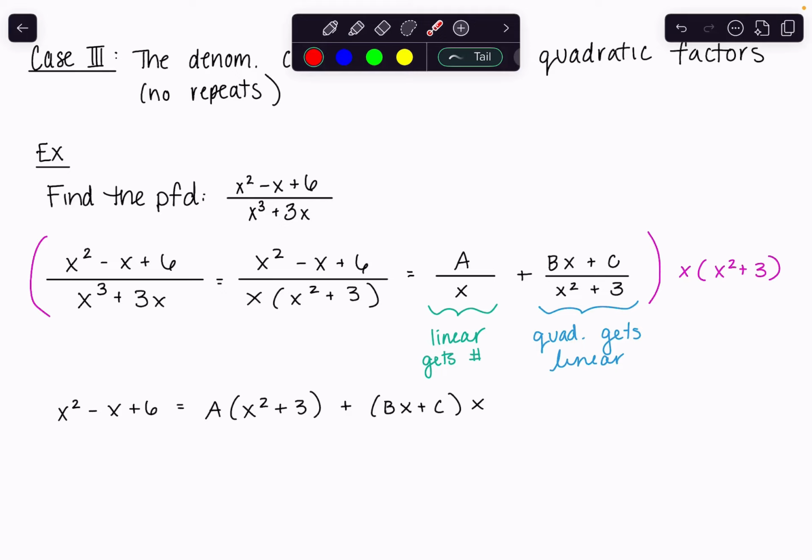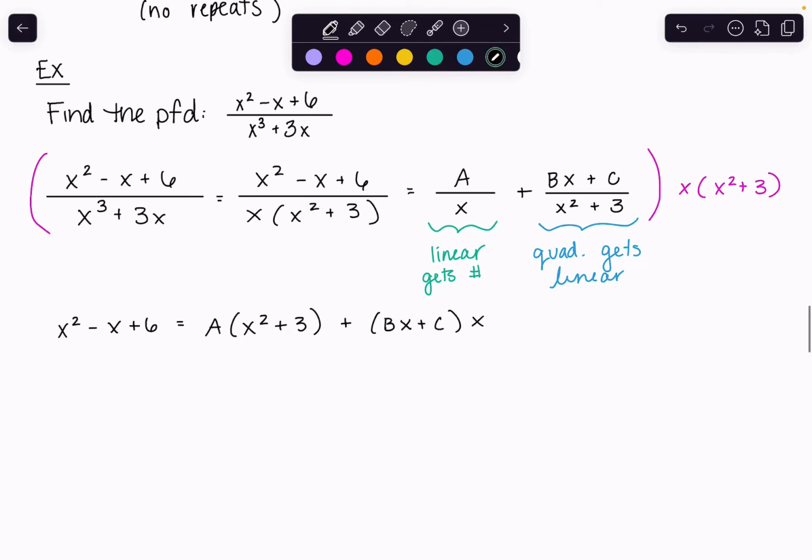So again, I want to see if I can plug in a value of x to immediately find one of my coefficients. Fantastic. And so 0 is definitely going to be a great one to plug in. So we'll start by doing that.